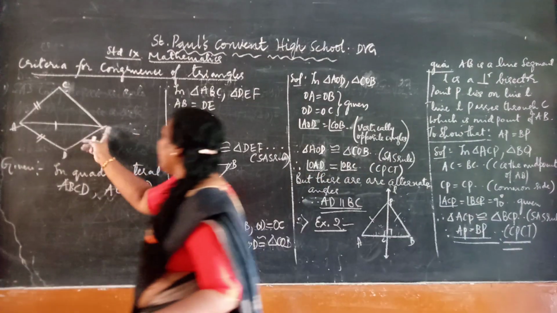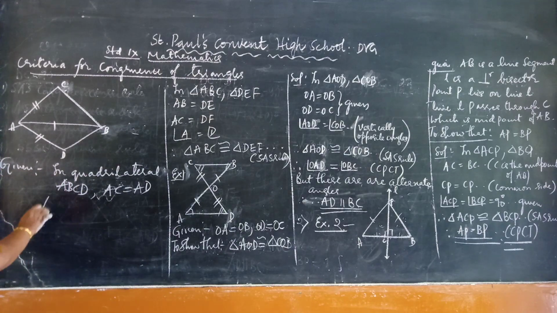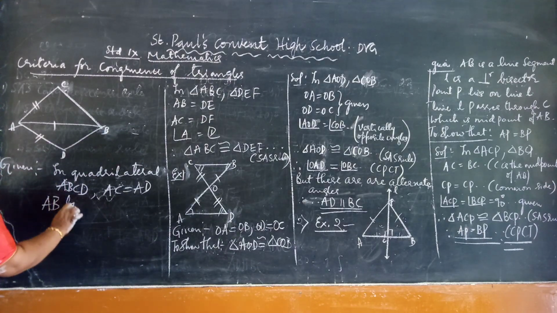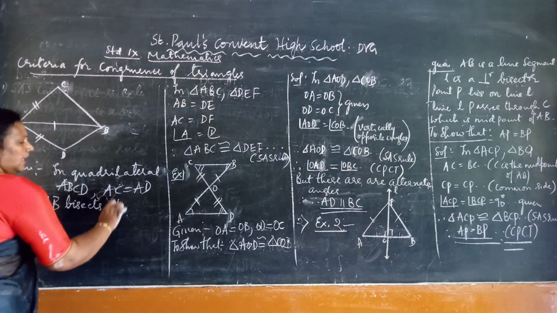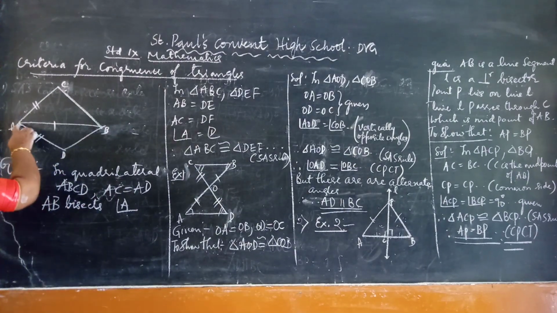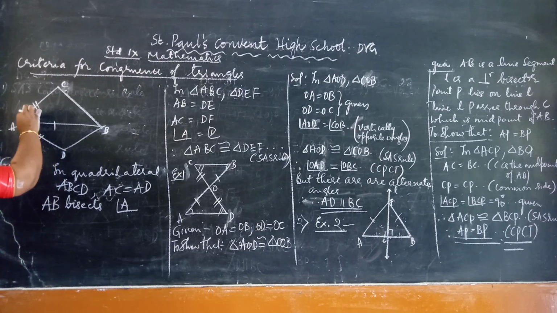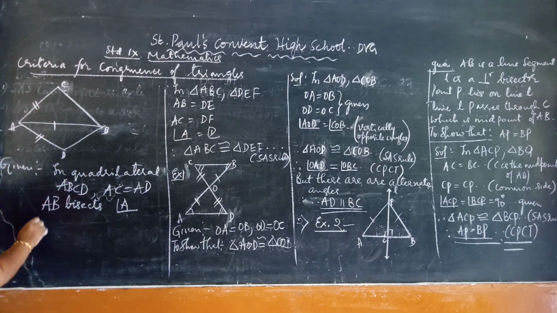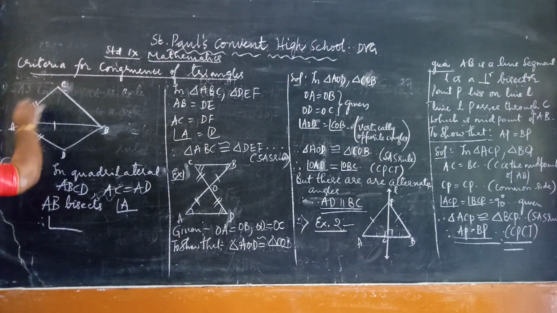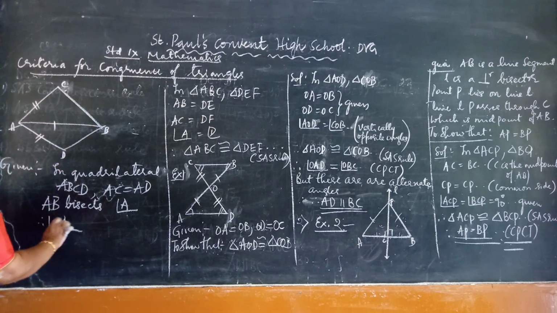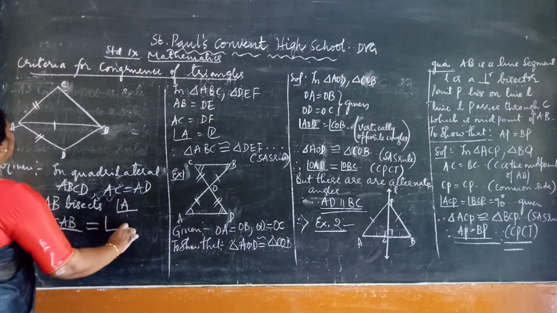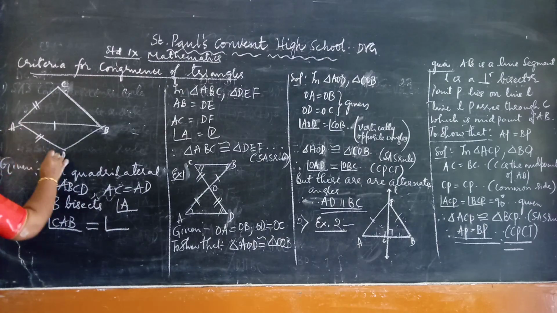Then he says AB bisects angle A. What do you mean by AB bisects angle A? AB bisects angle A means it divides this AB line divides the angle A into two equal parts. Therefore, I can write angle CAB is equal to angle BAD.